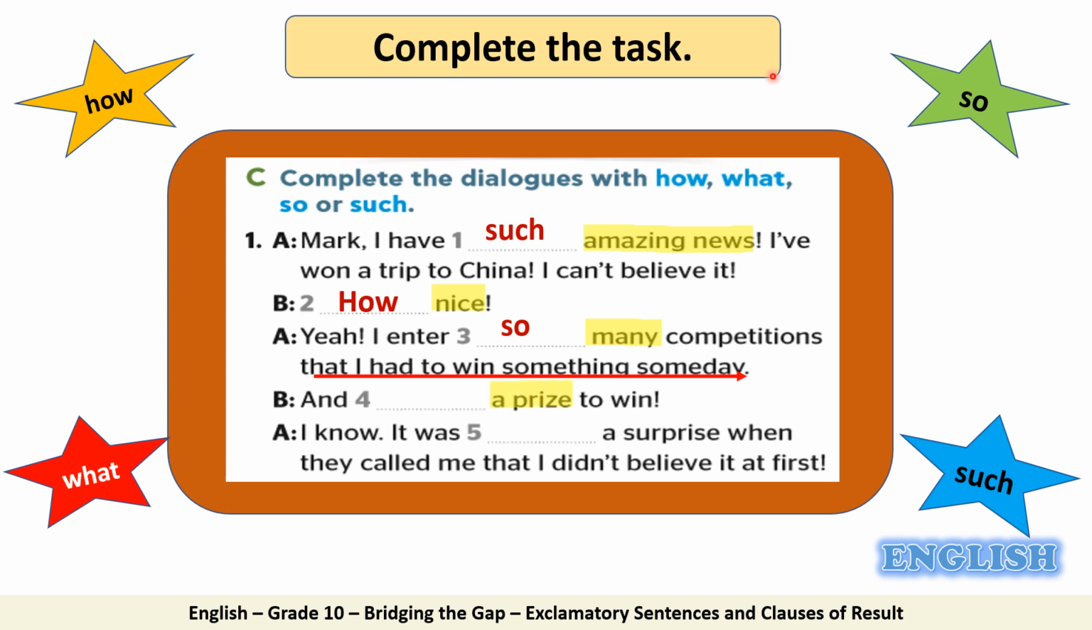Number 4 is again an exclamatory sentence with a noun before the blank, so the correct answer is what. And what a prize to win. Now let's read the last sentence. I know it was dash a surprise when they called me that I didn't believe it at first. This sentence clearly expresses a clause of result. In this sentence, we only have a noun, so the answer is such.